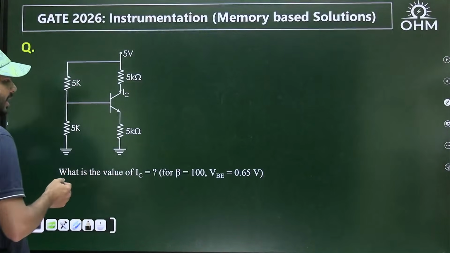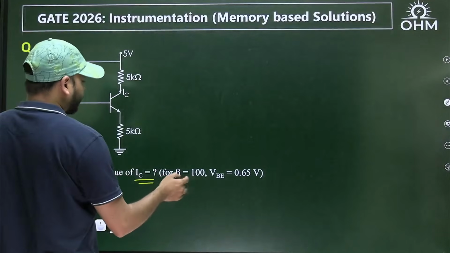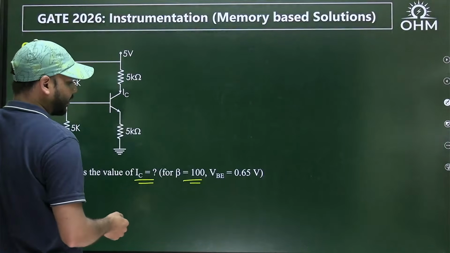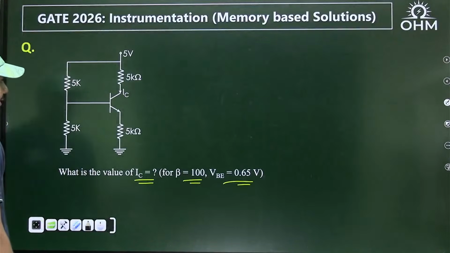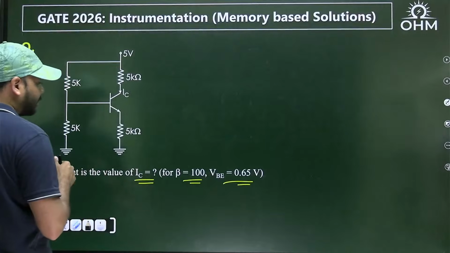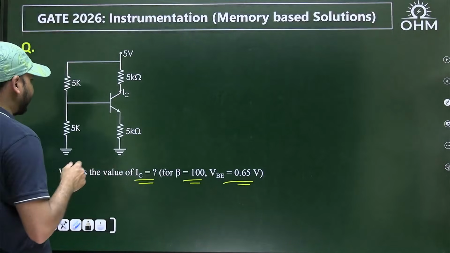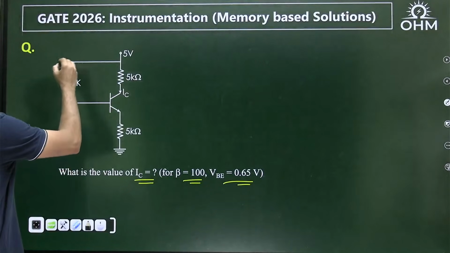Okay, so this is a standard transistor circuit. You have to find the collector current. Beta, the current gain, is given as 100, and VBE is not 0.7, it is 0.65. Because the current gain is not infinite, you cannot assume the base current to be 0, okay? So what is the voltage here?